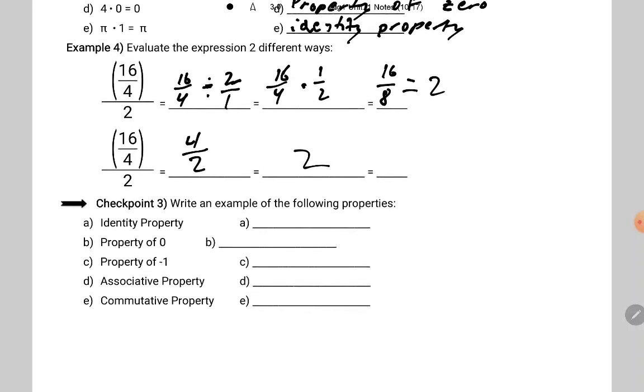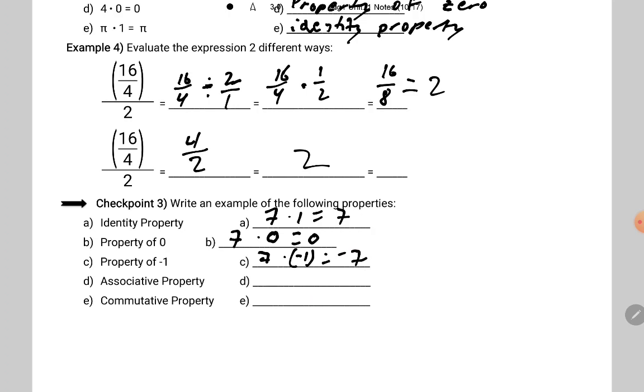So write an example of the following properties. Identity property. So let's take a random number, and the identity property says to multiply it by 1. And what do you get? Itself. Property of 0. Let's just use the same number. Times it by 0. And get 0. Take that same number, times it by -1, and what do you get? -7.